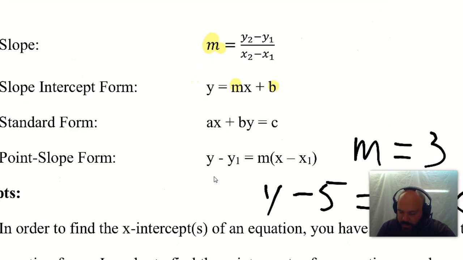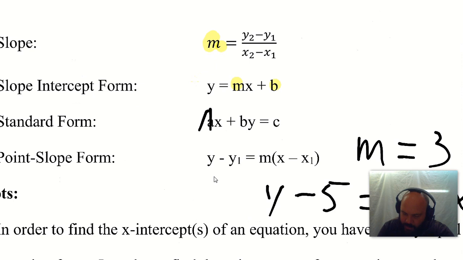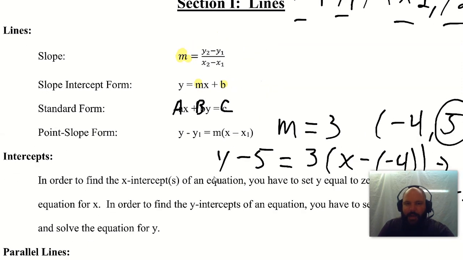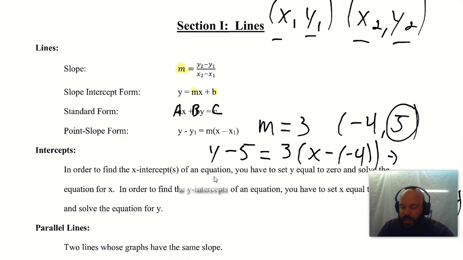Standard form, this equation actually should have a capital A right here, and a capital B right here, and a capital C right there. So it should say capital Ax plus capital By equals capital C.